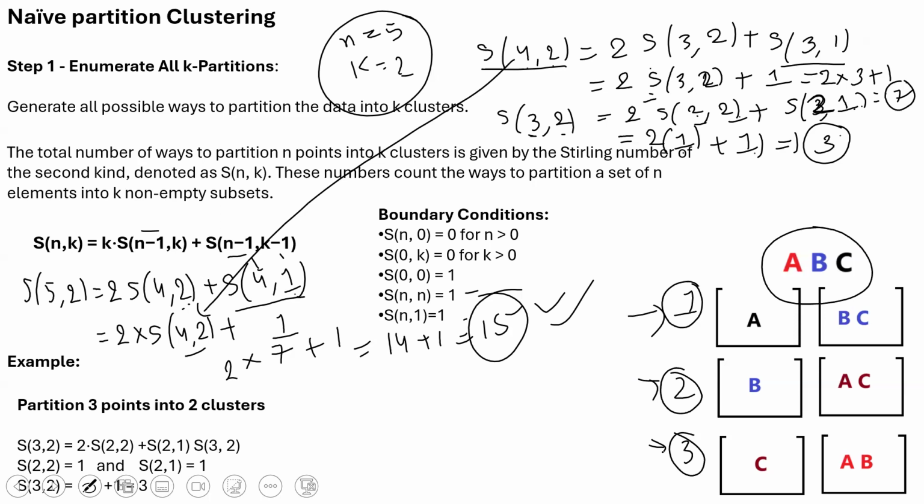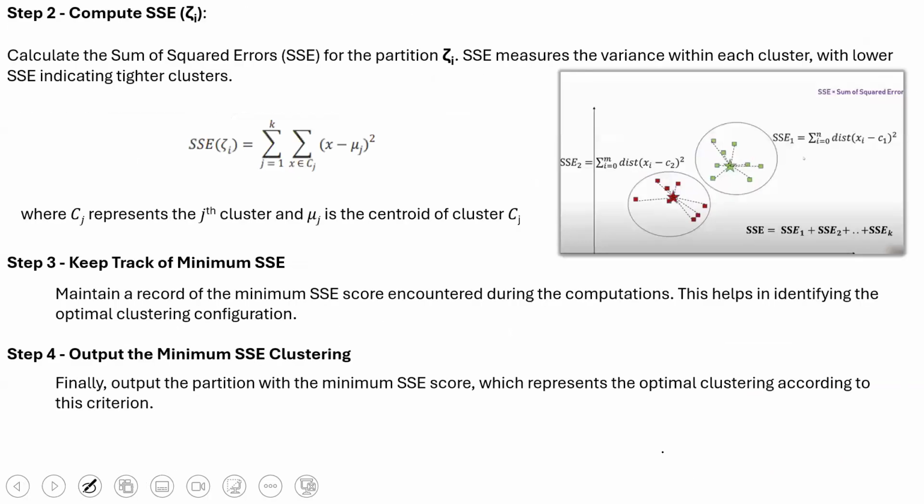How do you come up with one clustering which is best? You will go with the distance notion. You will calculate the distance between the points, and you want to make sure the inter-cluster distance is larger and the intra-cluster distance is less, right? So this is the second step in the naive clustering algorithm. In the second step, calculate the sum of squared errors for the partition. Sum of squared errors measures the variance within each cluster, with lower SSE indicating tighter clusters.